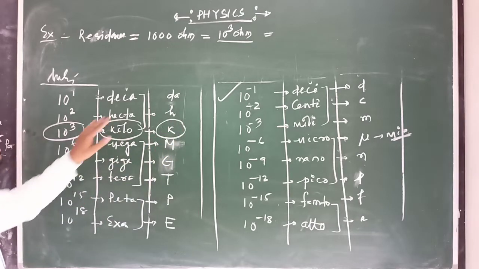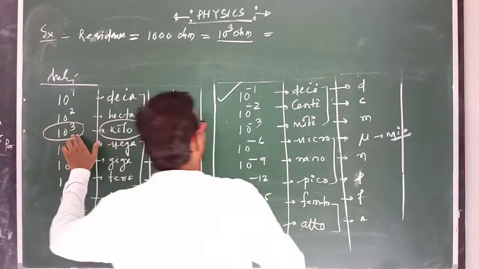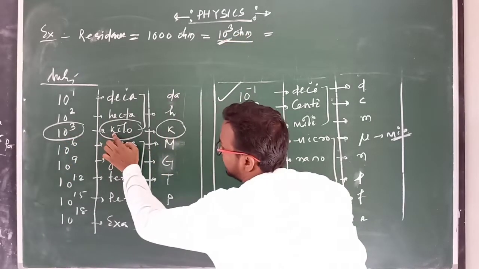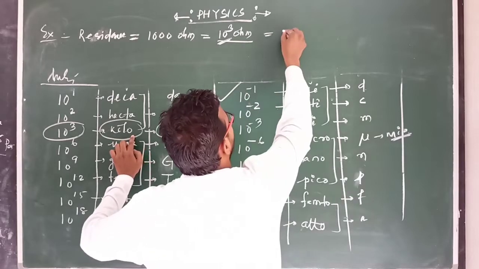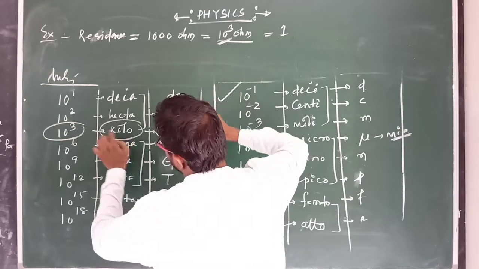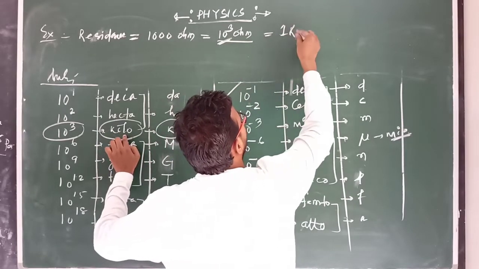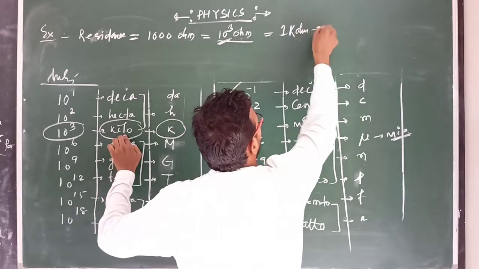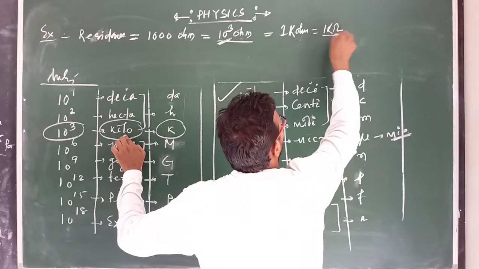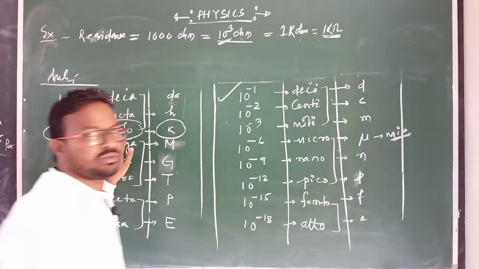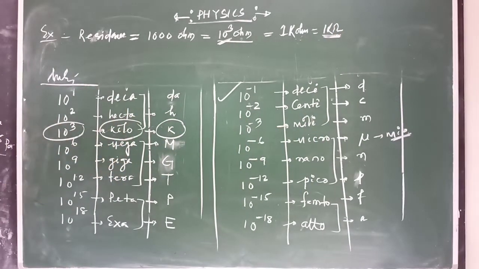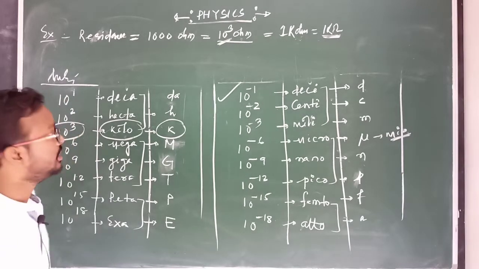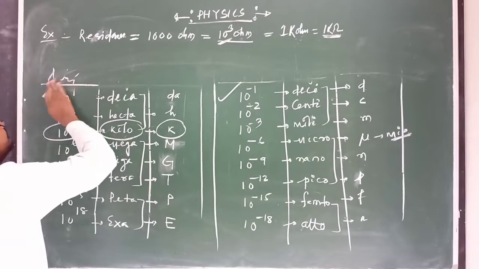So in place of 10 to the power 3, we can write kilo. So we can write here 1 kilo ohm, or you can write the symbol 1 kilo ohm. Clear? So in this way we can use this abbreviation, or we can use multiples or submultiples as a convenient method. Clear? Or you can write another example.